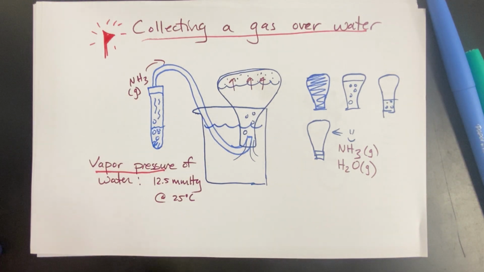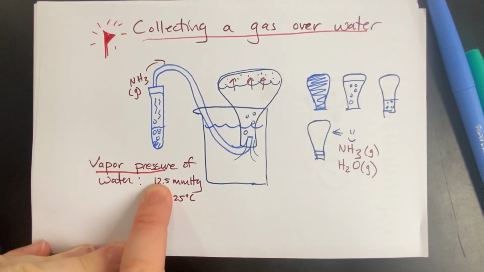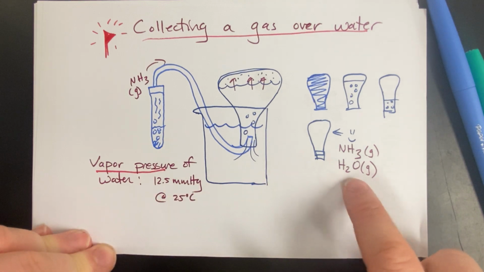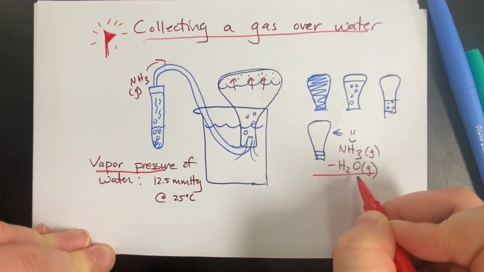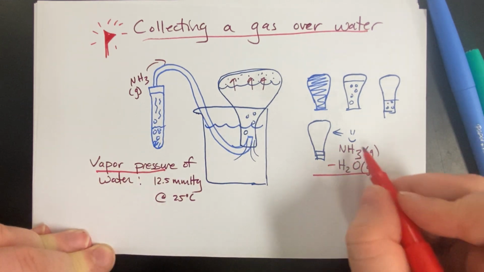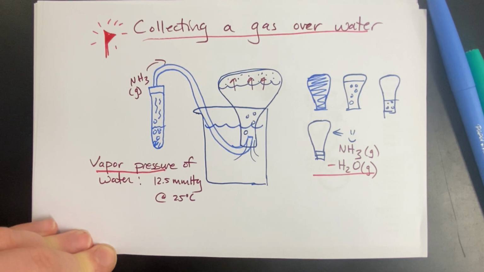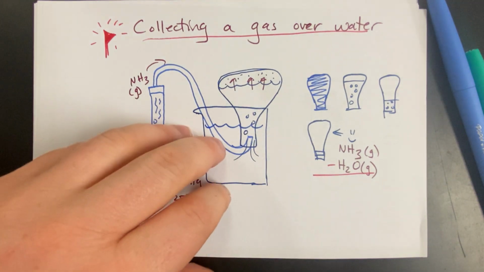I'm gonna say that again. So when you collect a gas over water, you see that phrase, or you see a vapor pressure of water given to you, which I will give it to you, you need to subtract that water pressure from the original pressure you got to get just the pressure of that gas you're looking for. Otherwise, you're including water and it's gonna mess up your calculations. Okay, let's work an example. It might make more sense if we work an example.